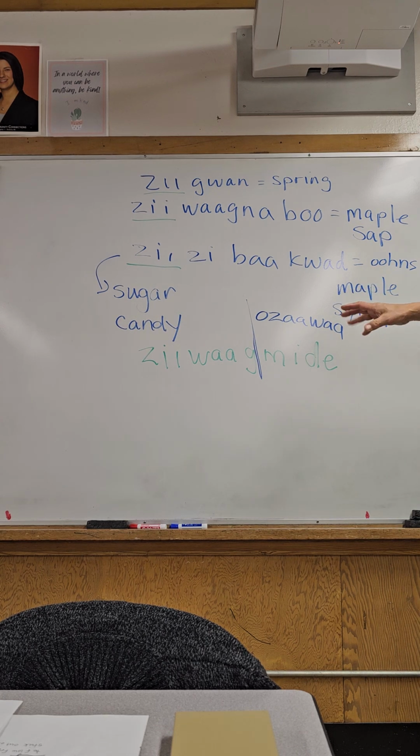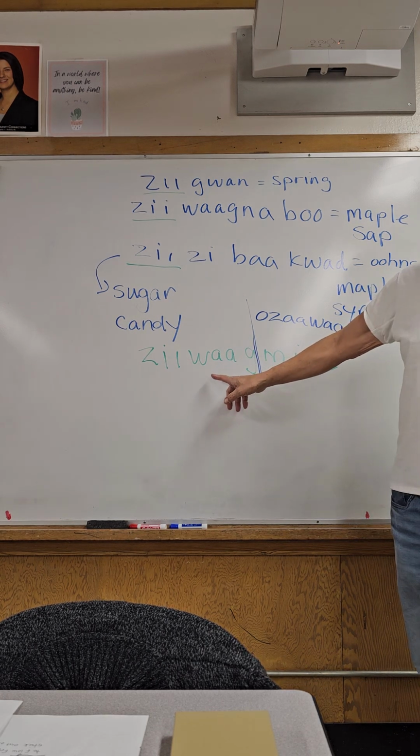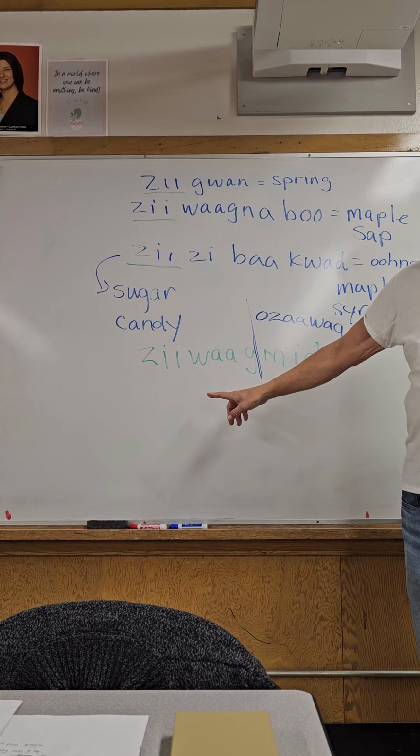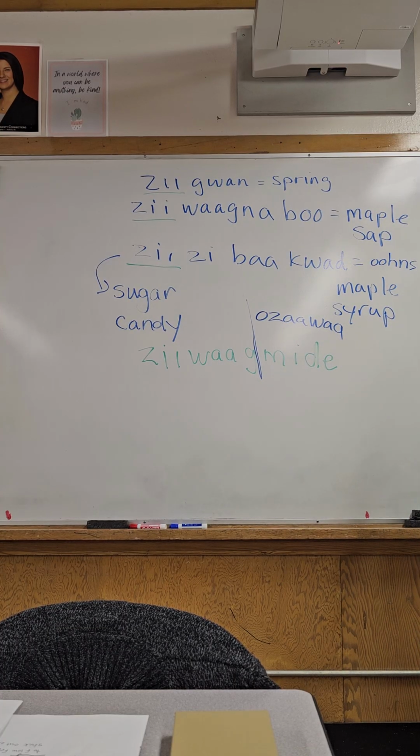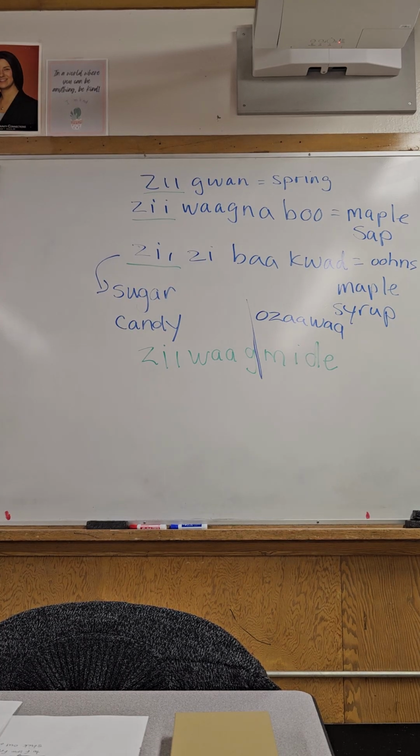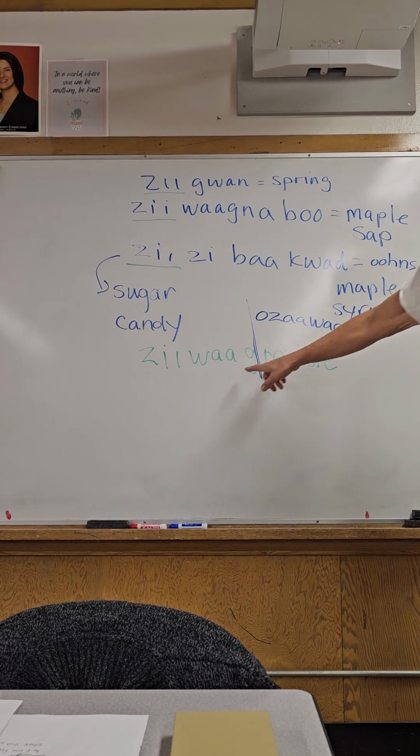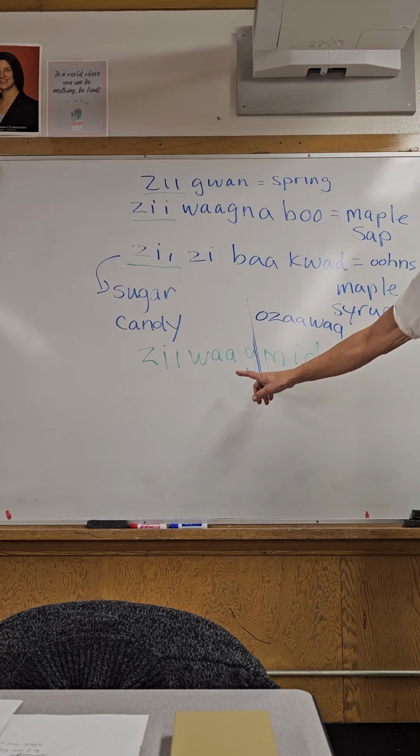I'm assuming this must be like maple taffy or something. Right? So I remember my granny, when they used to make that, they would burn the sugar on the stove and let it slowly get into a toffee. And that's how they made the candy. You see them pour it onto the snow, right? Make that taffy. So that's what Ziwaganade is. It would be that maple taffy.